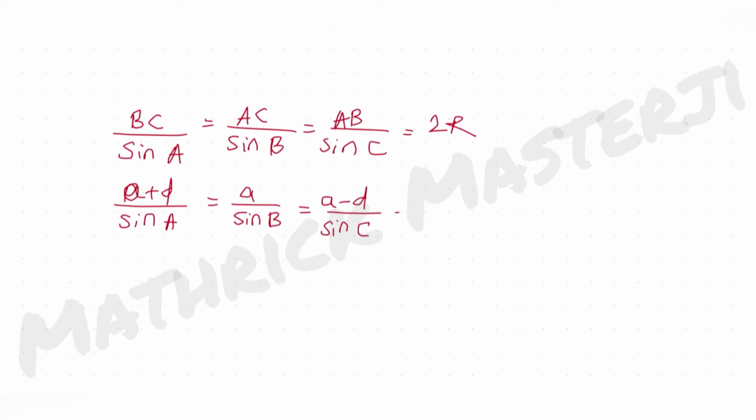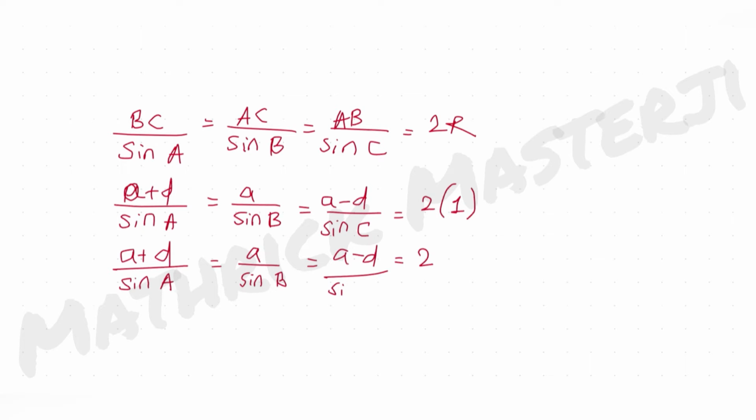That is equal to 2 into the radius of the circle, which is given to us as 1. So that becomes 2 into 1, which is 2. So I have all three equal to each other, and that is equal to 2. So I have this sine rule with me.